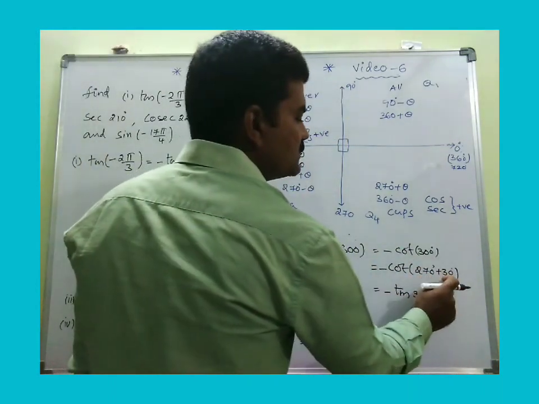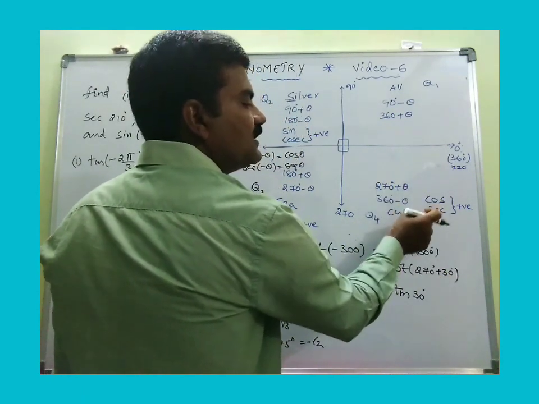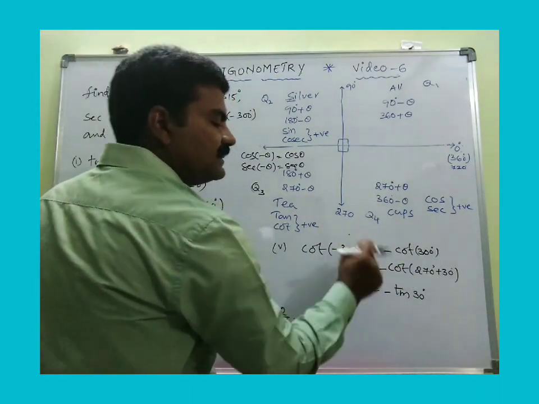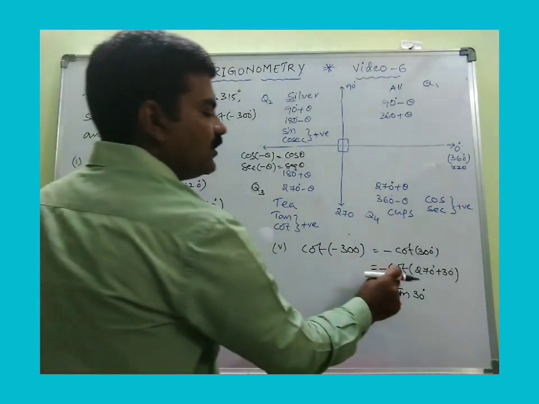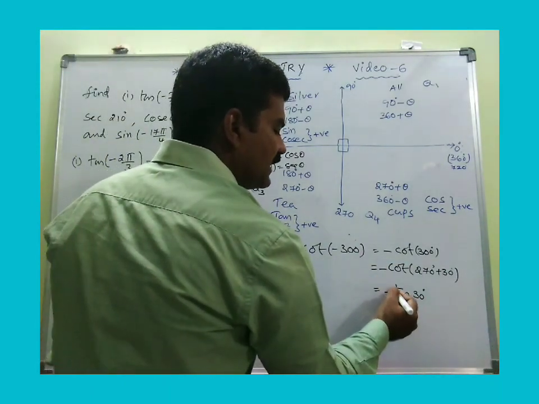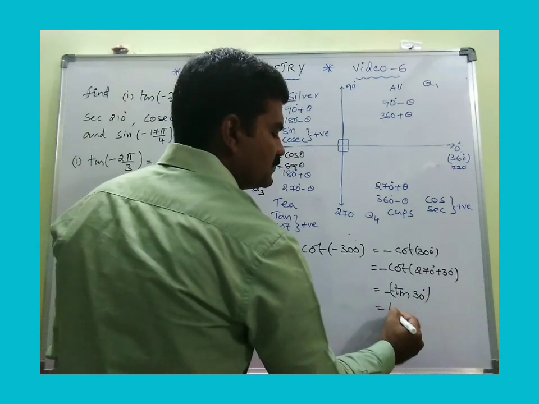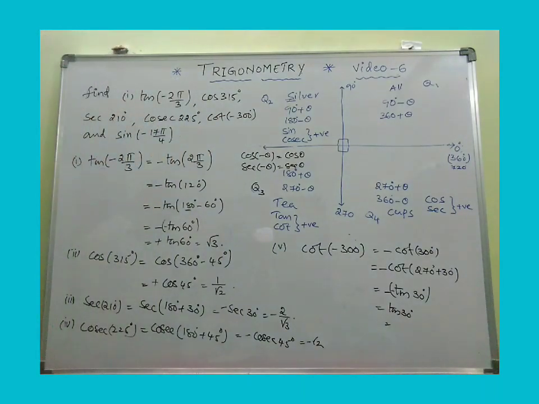Question number 2: 270 plus theta is in the fourth quadrant. In the fourth quadrant only cos and secant are positive, but cot is negative. You should take the original function, the parent function. So cot is negative, so minus of minus, which is equal to plus tan 30 degrees. And you know the value of tan 30 degrees? Is it 1 by root 3?